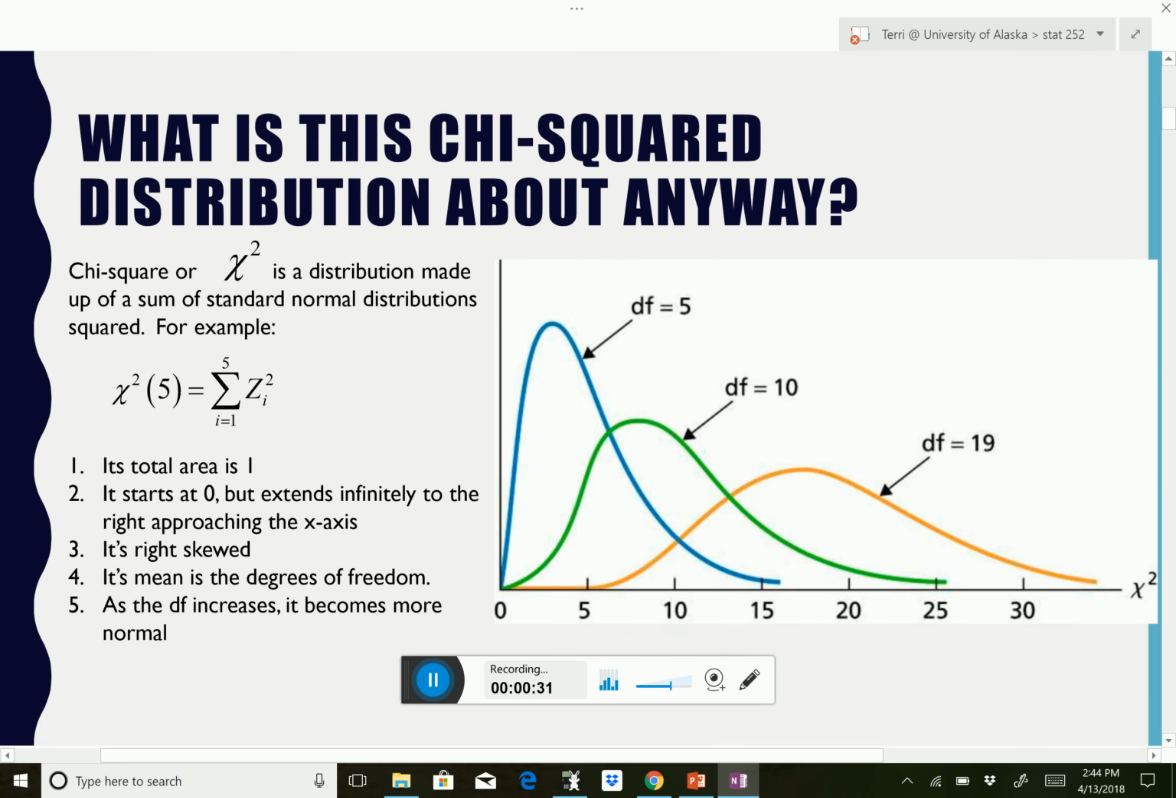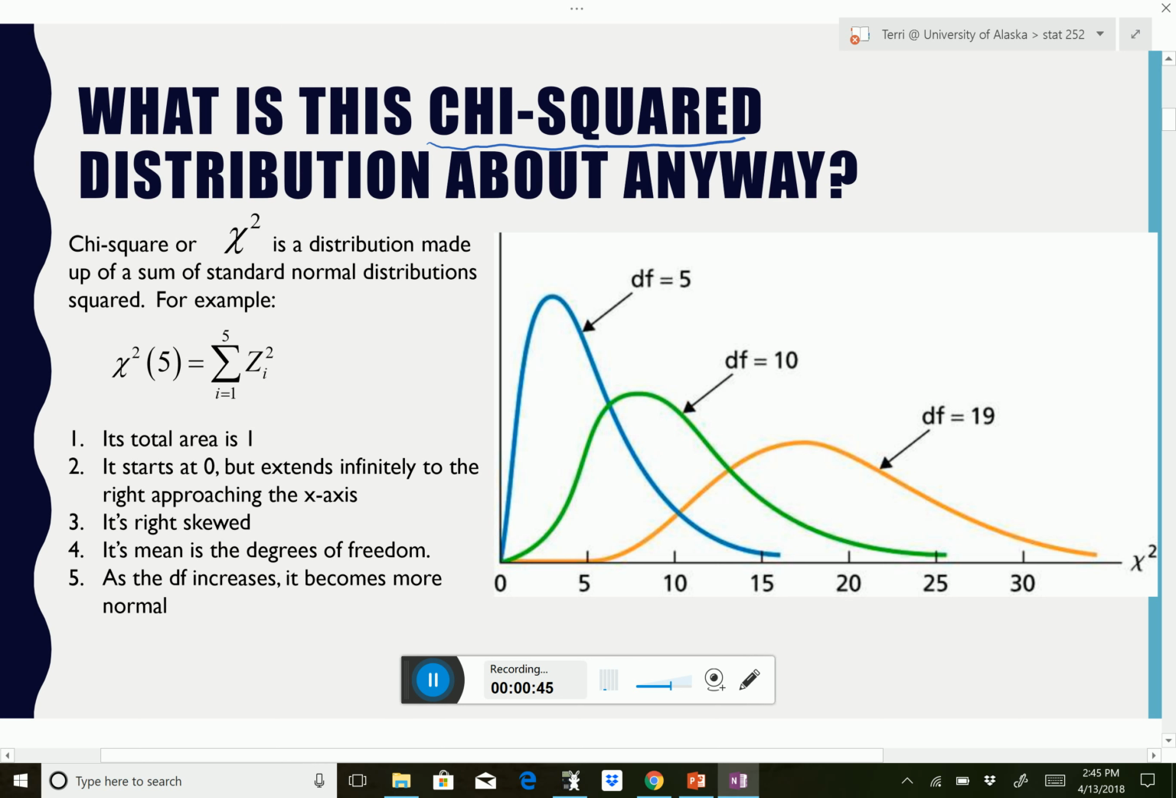So let's talk first about this chi-squared distribution. And the chi-squared looks like this. This is the Greek letter chi, which basically looks like a big capital X, squared. And it is made up of the sums of squares of normal distributions. This is just kind of the background. This isn't really something that we're going to need to do anything with. Just some facts about it.